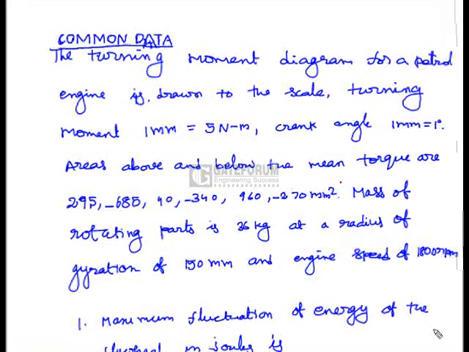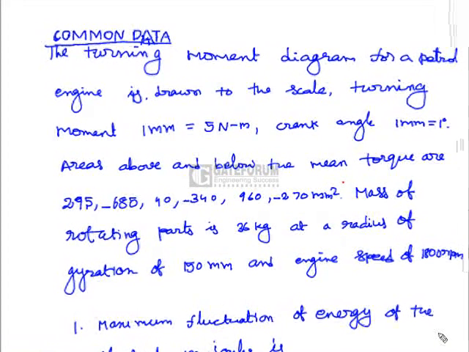The turning moment diagram for a petrol engine is drawn to the scale. Turning moment 1 mm is equal to 5 Newton meter. Crank angle 1 mm is equal to 1 degree. Areas above and below the mean torque are 295, minus 685, 40, minus 340, 960, minus 270 mm square respectively.